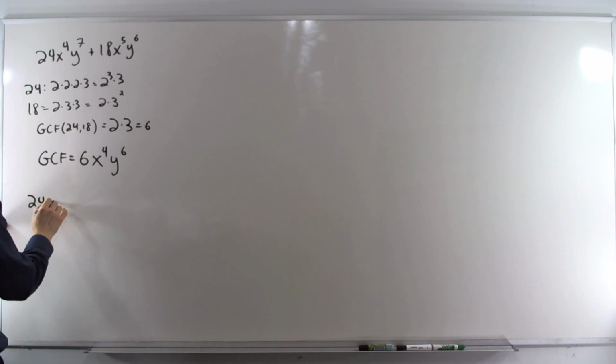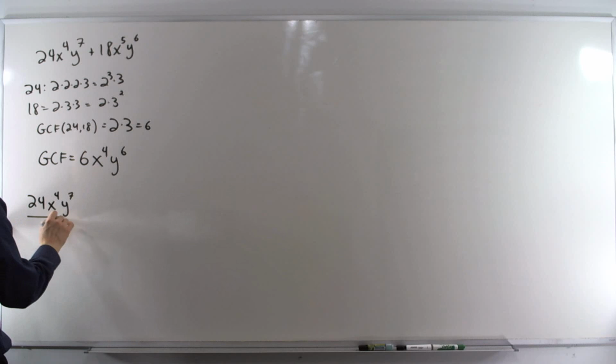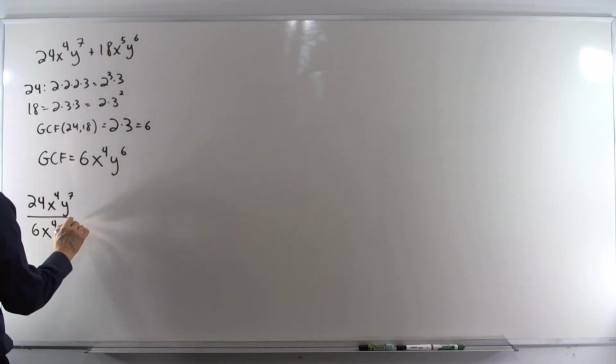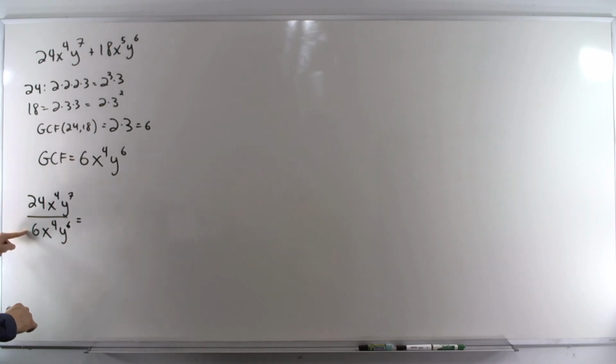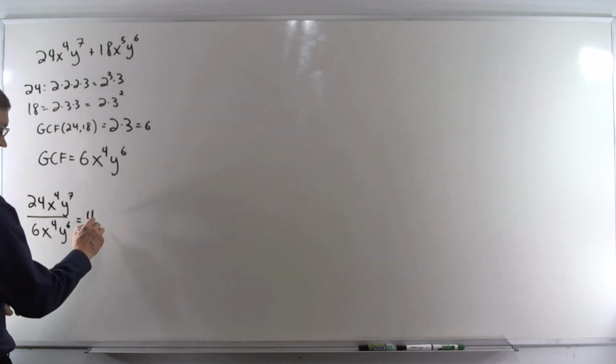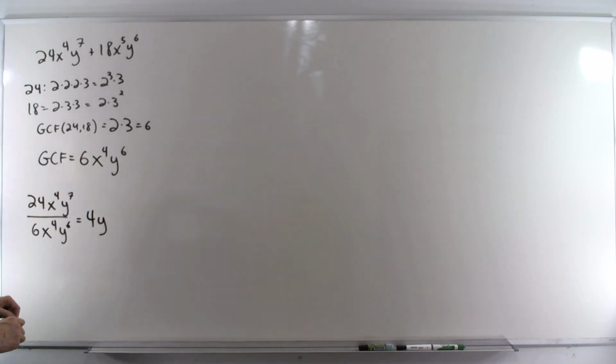So 24, x to the fourth, y to the seventh, divided by 6, x to the fourth, y to the sixth. Alright, 24 divided by 6 is 4. X to the 4th over x to the 4th, those cancel. Y to the 7th over y to the 6th, we do a single y. So 4y is a result of that one. Alright, now we'll do 18.